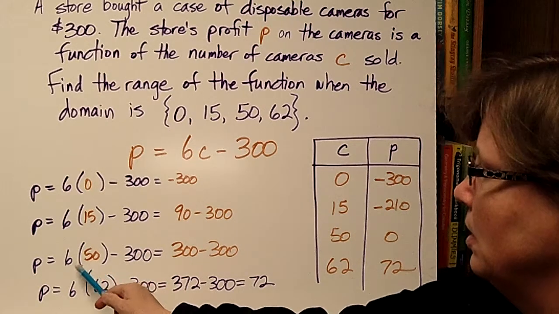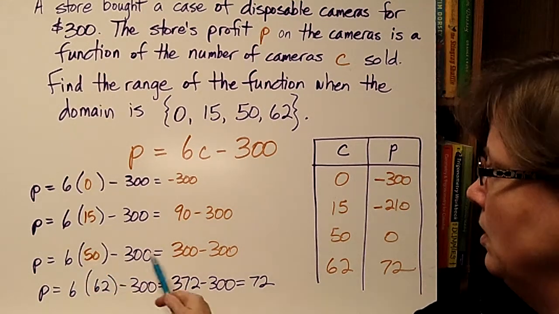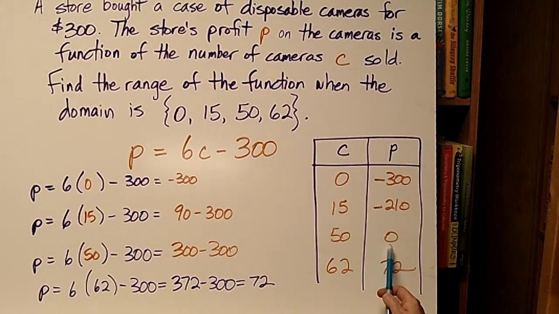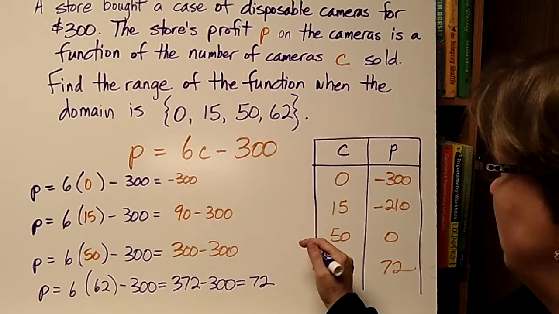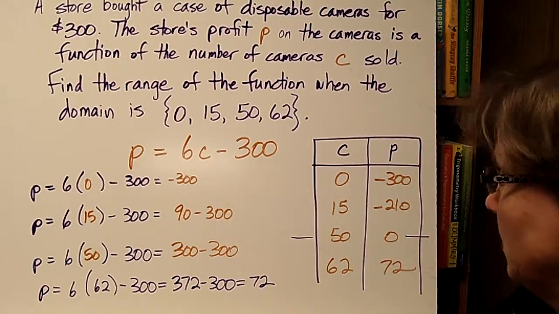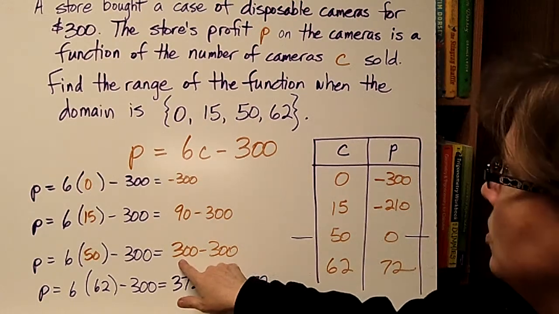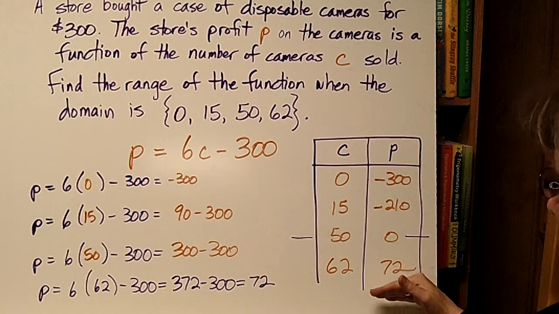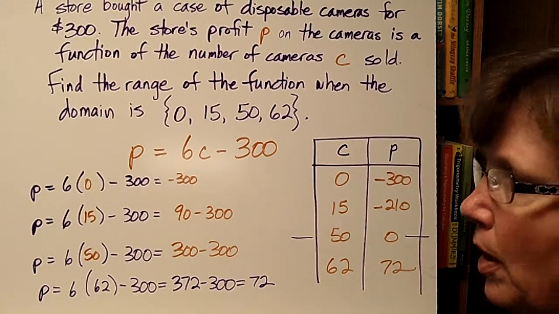What about 50? If we say 6 times 50, that gives us 300. Take away this 300. And now we have broken even. In other words, they make no profit at this point, but there is also no loss. They have recouped their expense, which was the $300 of the original. At this point on, anything more than 50 will make a profit.